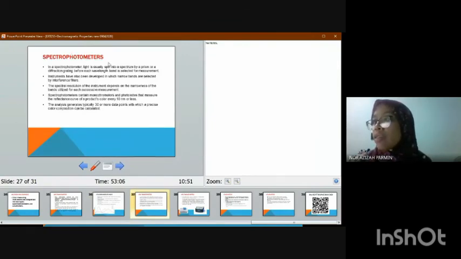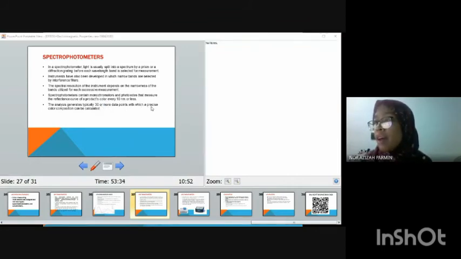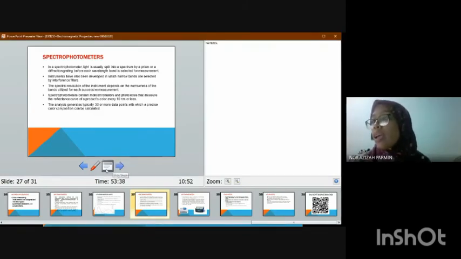Okay, so this is the spectrophotometer. Nanti kamu bacalah. Okay, spectrophotometer contains monochromator and photodiode that measure the reflectance curves of a product color every 10 nanometer or less than that. So the analysis generates typically 30 repetitions, okay, 30 times, with which precise color composition can also be calculated. Okay, another one.